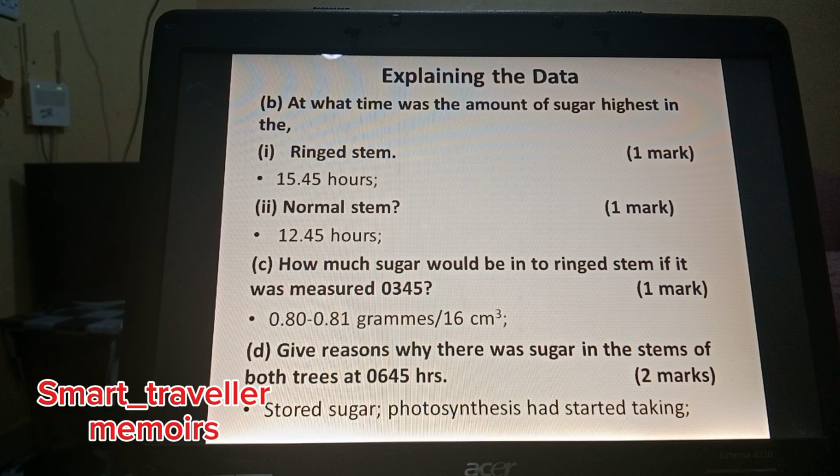Give reasons why there was sugar in the stems of both trees at 0645 hours. This is because there was stored sugar and photosynthesis had started taking place. All right.